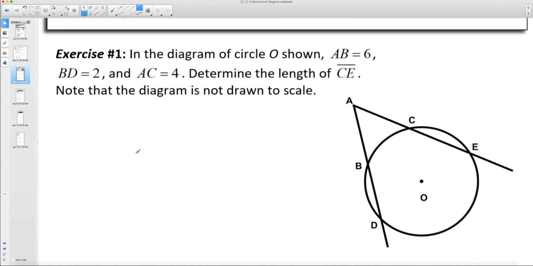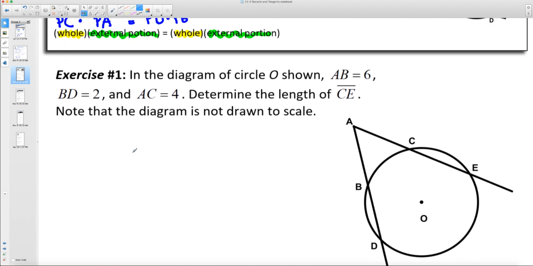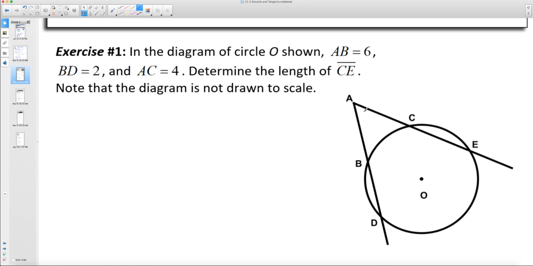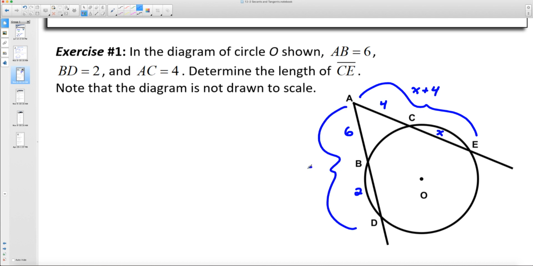So let's take a look with numbers here. I think sometimes it gets a little bit easier when we throw numbers in there. We have two secants. They're drawn to the same external point A. AB is 6. BD is 2. AC is 4. Find the length of CE, x. Okay, let's figure out what our whole secants are. So 4 and x, that's x plus 4 is the whole. And 6 and 2 is 8.